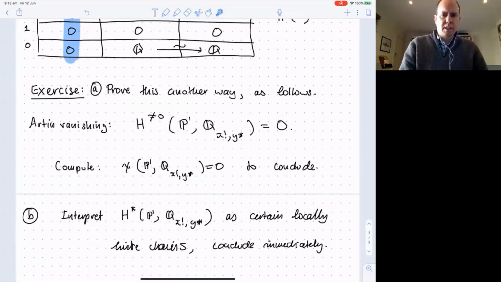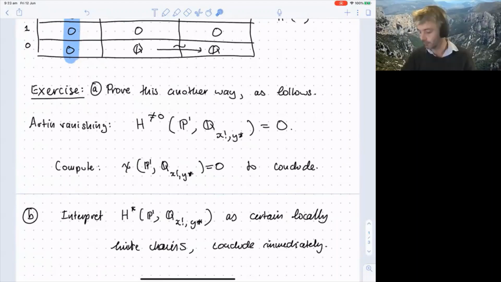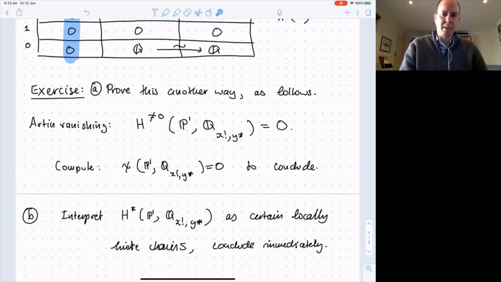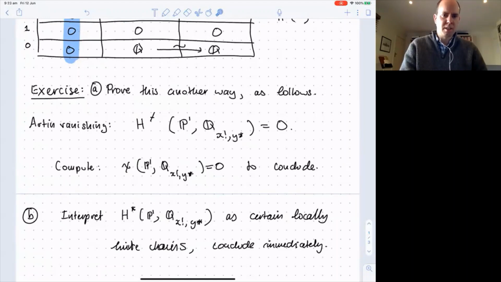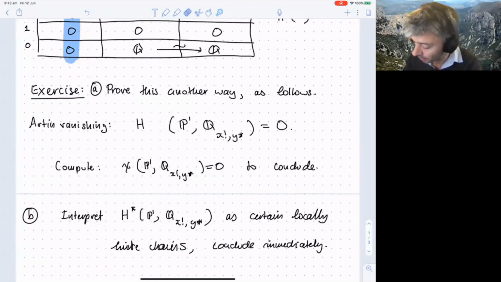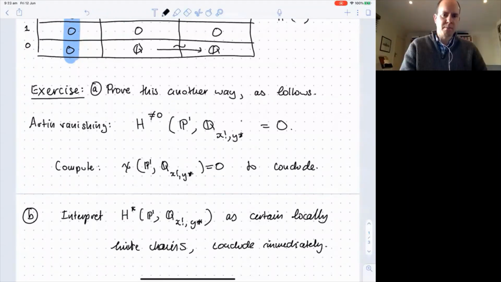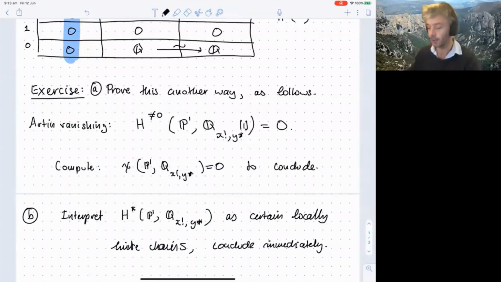Geordie, can I ask about exercise A? Mm-hmm. I think maybe the degree that you first showed that it's concentrated in is not 0, it should be 1 probably. Yes, sorry. I'm thinking that maybe to match Artin vanishing, we should say 0, and then we should put the shift there. Yeah. Thank you very much.